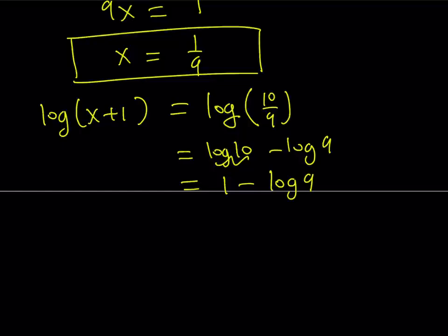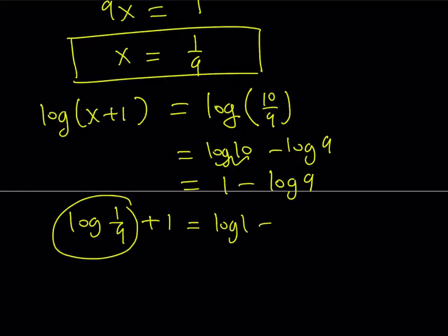Okay, great. So what do I have on the other side? If you plug in 1/9 on the other side, you're going to get log(1/9) + 1, but they don't seem to be equal, right? Well, no worries. We can still use the same strategy here. Log 1 minus log 9 plus 1, but log 1 is 0, remember, because any number to the 0 power equals 1. So that's going to be 0, and you're going to get the exact same answer.